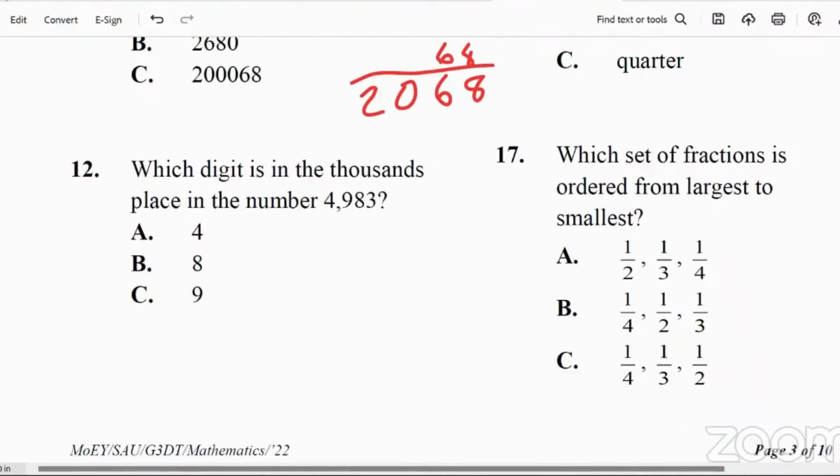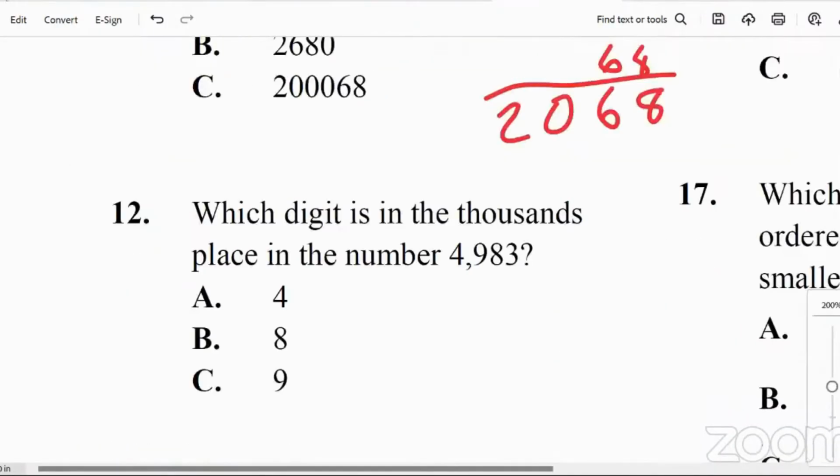All right, question 12 says, which digit is in the thousands place in the number 4983? Okay, 4983 again, place value. So this is in the ones place, the 3, start over here. This is the tens. This is hundreds. And this is the thousands. So which digit is in the thousands place? It would be the 4.